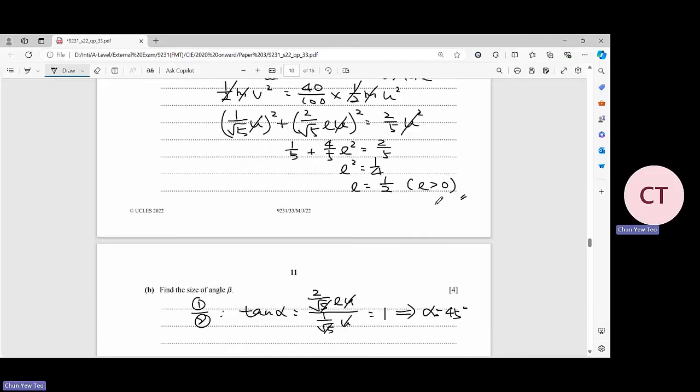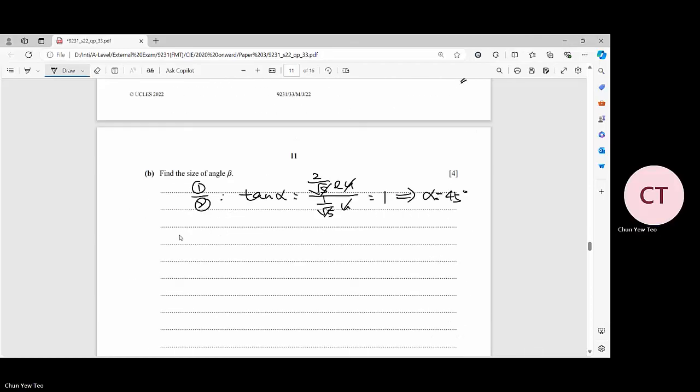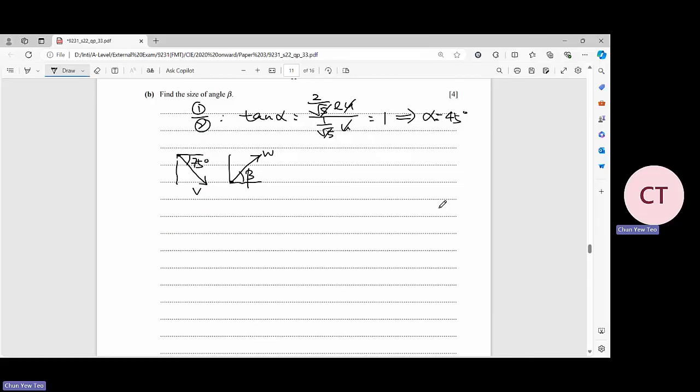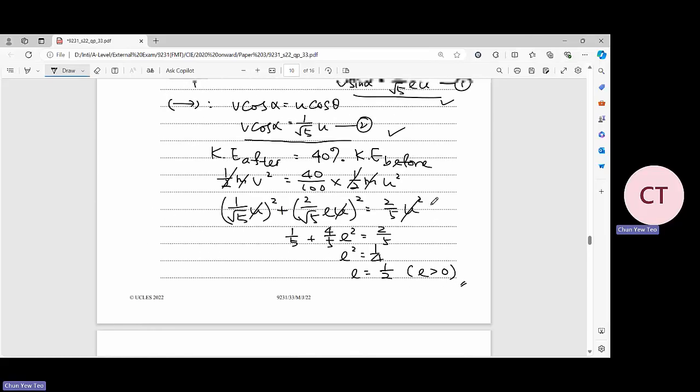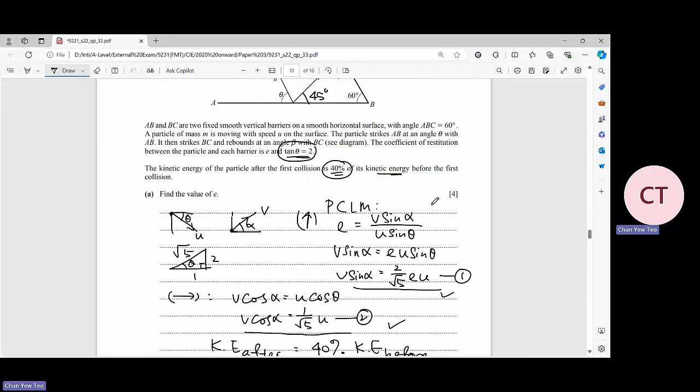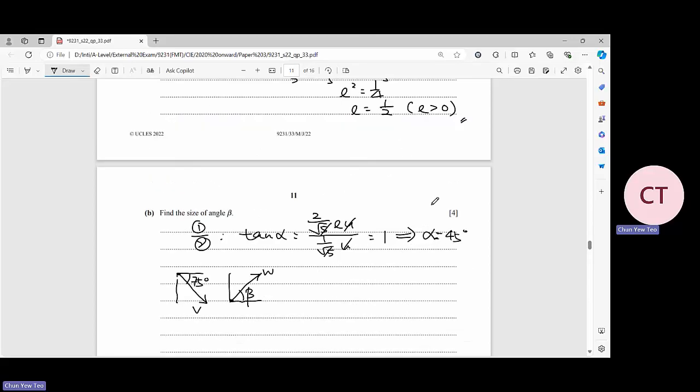Okay, so now with the second collision, you have the V before and after. So before, the angle is 75. After, I call the speed W, then this angle is beta. Okay, so this is the setup we need before we find the answer for the angle beta.